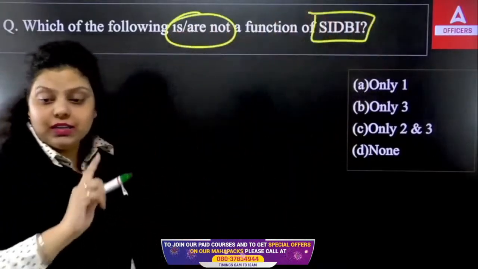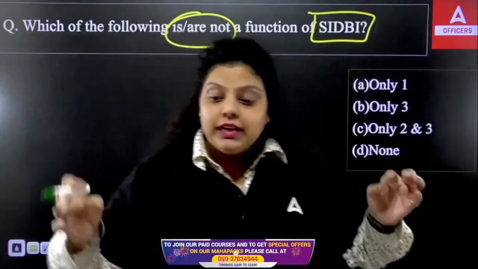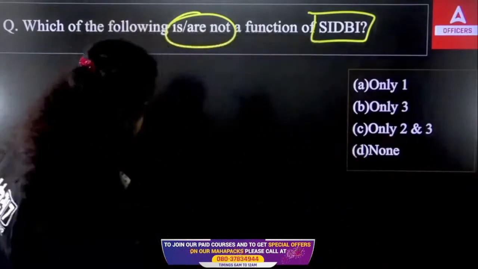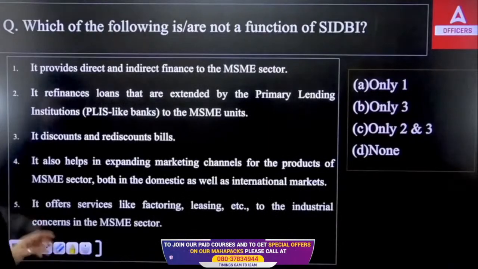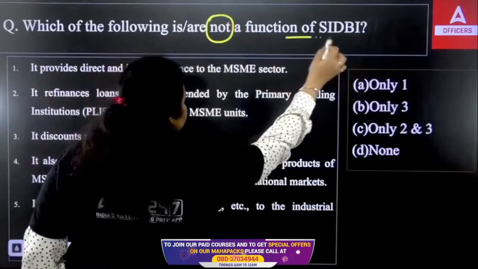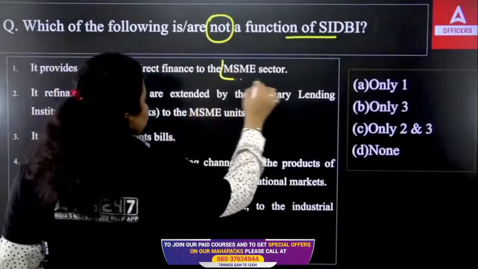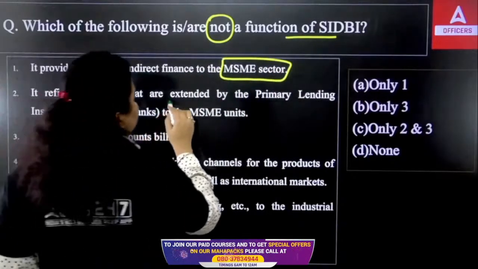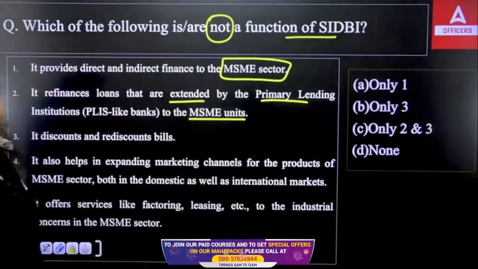SIDBI is the Small Industries Development Bank of India, which works for the development of small industries. It also manages, regulates and supervises the micro, small, medium enterprises. There are certain statements in front of you. You have 5 statements, and you have to tell which of the following is not a function of SIDBI. First, it provides direct and indirect finance to the MSME sector. Second, it refinances loans that are extended by the primary lending institutions like banks to the MSME units.